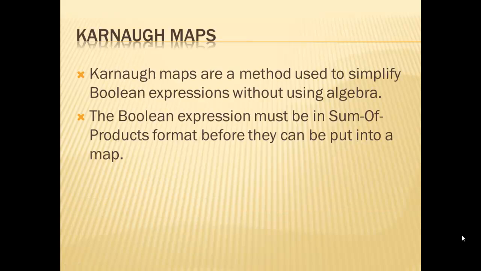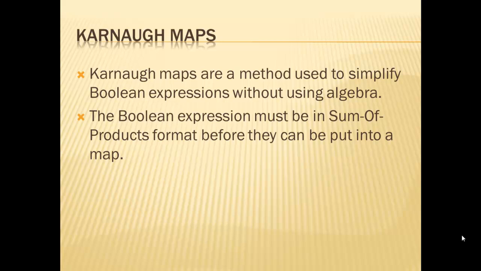This is the last section on simplification, called Karnaugh Maps. Karnaugh Maps are another way to simplify a Boolean expression without having to use algebra. It's a good crutch sometimes when you don't want to use Boolean algebra to simplify. You should be able to do both ways, though, because sometimes Karnaugh Maps won't work.